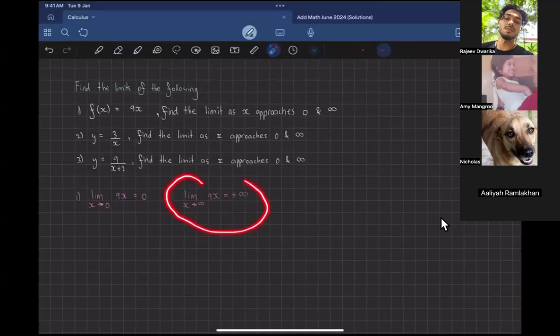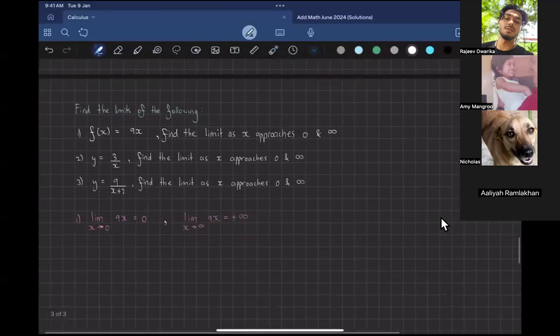And why is this one infinity? Why is this one infinity here? X approaching infinity, so x is basically infinity. So 9 by infinity is positive. Right. Makes sense. Second question.